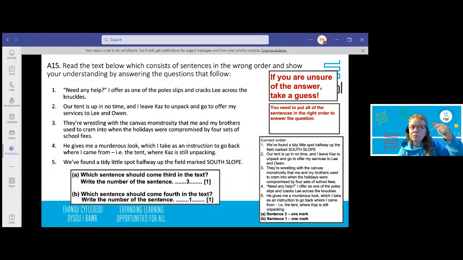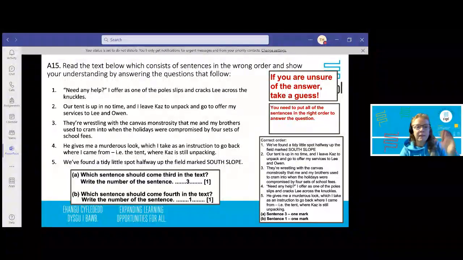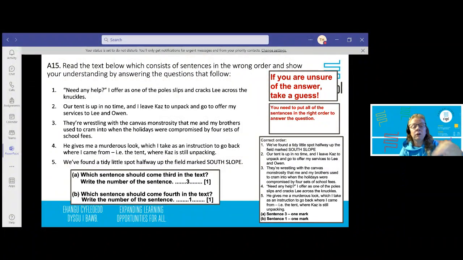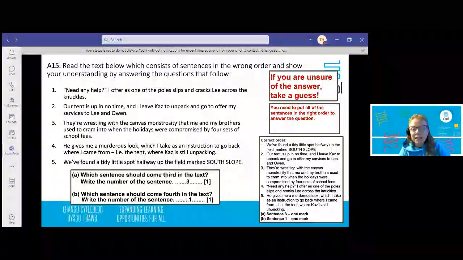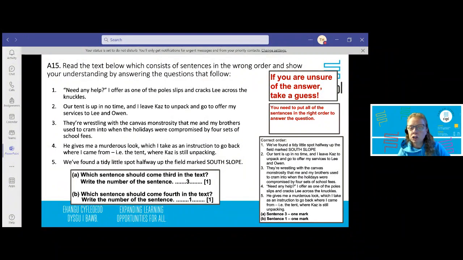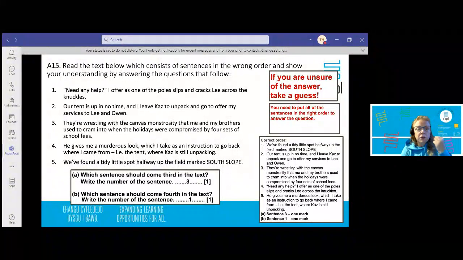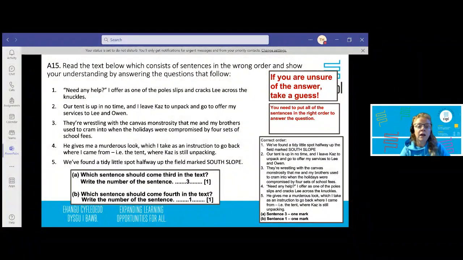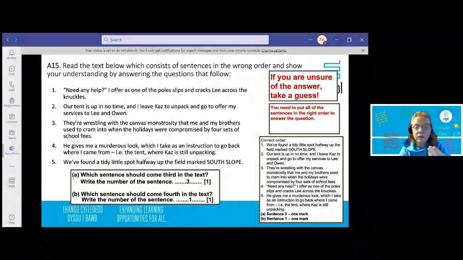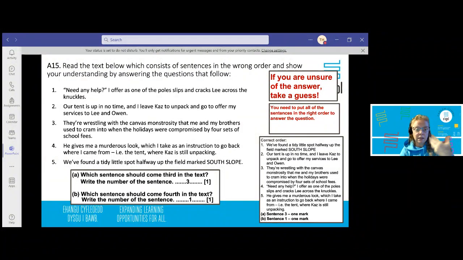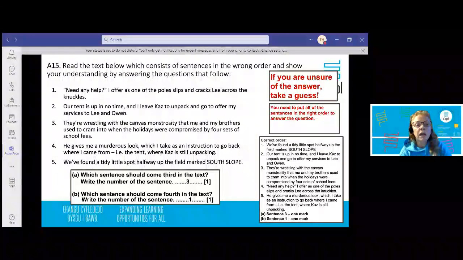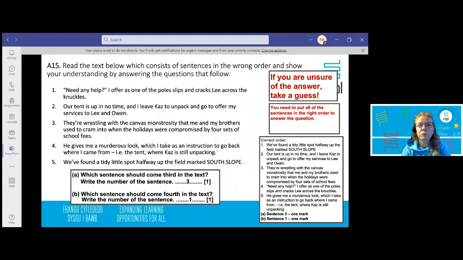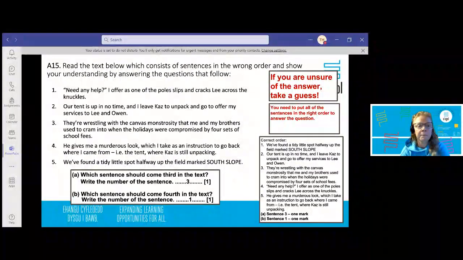So you can see that this is making sense in terms of the story. Then we've got the need any help, because that follows on from him going over to see what the boys are doing. And then Lee gives him a murderous look, which I take as an instruction to go back to where I came from. So you use the clues in the story to try and work out the chronological order. And once you've done that, you should be able to work out that sentence 3 comes third and sentence 1 comes fourth. And that's the way you go through it.